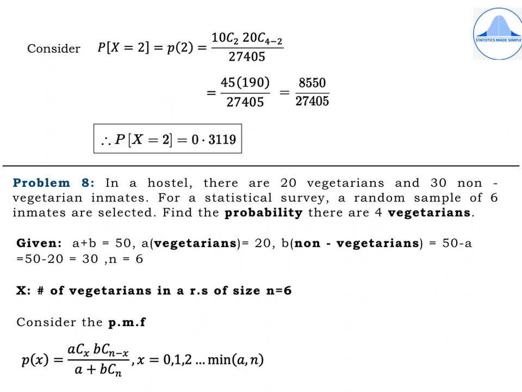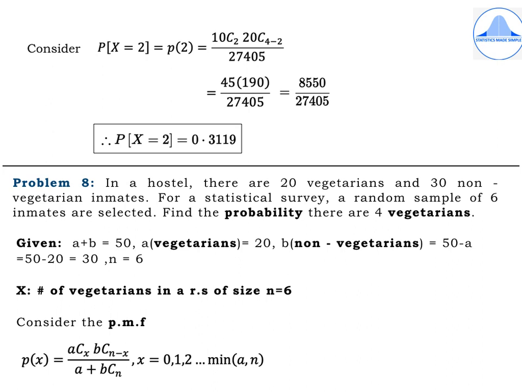Add the number of vegetarians and the number of non-vegetarians. So you'll get A plus B equal to 50. As the question asked is related to vegetarians, A will be the number of vegetarians, which is equal to 20. B will be the number of non-vegetarians, which is 50 minus A, that is 50 minus 20 equal to 30. And the random sample size is N equal to 6.